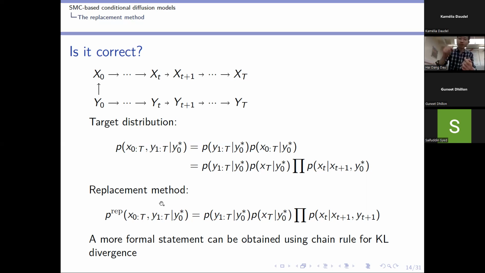Right. So now for the replacement method, the law that you are sampling from is completely different. At first, you sample a trajectory Y1:T as before. You sample from the backward model, but then at each time you replace the Yt with the Yt that you have obtained before, and you do not take Y0 into account. So even by naked eye, you can already see that the two distributions are not the same, and you can have a more formal statement by using the chain rule for KL divergence.